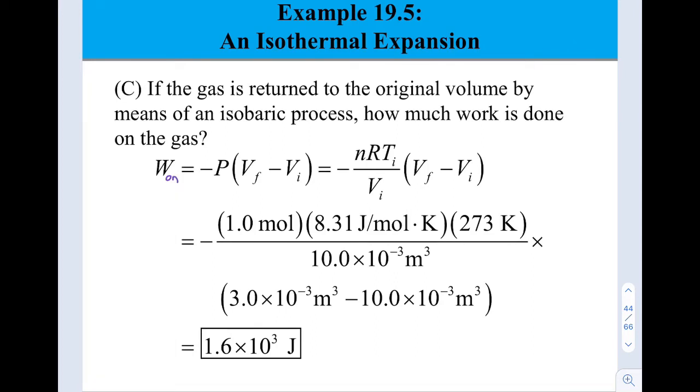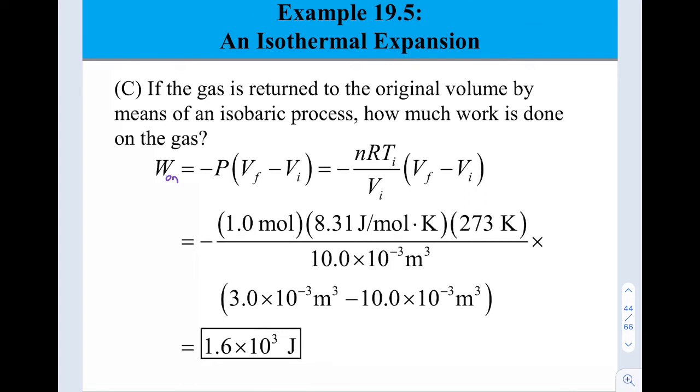And our P here is RT initial over V initial. Okay, so substitute all the values of n equivalent to 1 mole, R is 8.31, and T is 273 in Kelvin, because to cancel out the unit of R, which is per Kelvin. Right, and then divided by the V initial. It must be in meter cube now. You have to convert it in terms of meter cube now, right?